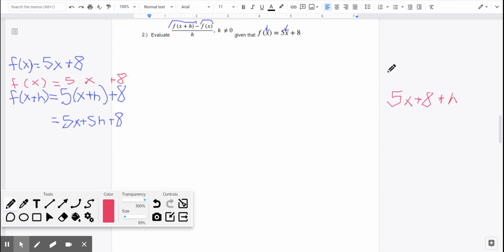So when you look at f of x plus h, a lot of students just want to throw a plus h on the end there, and that's going to give you an incorrect answer. That is not correct. Okay, so it's not just put an h at the end. What we're doing is we're replacing x everywhere we see it with x plus h. So in place of x, I put x plus h. In place of x, I put x plus h.